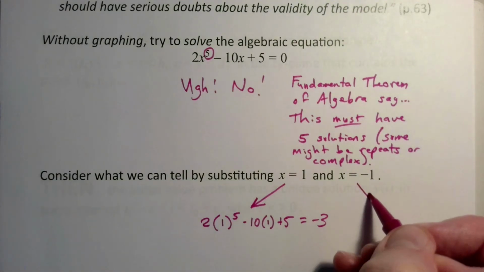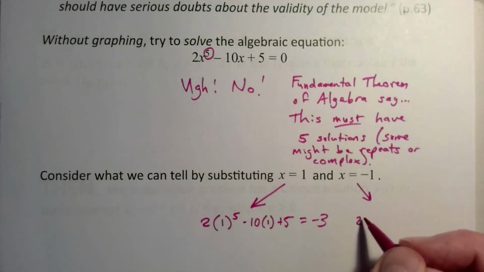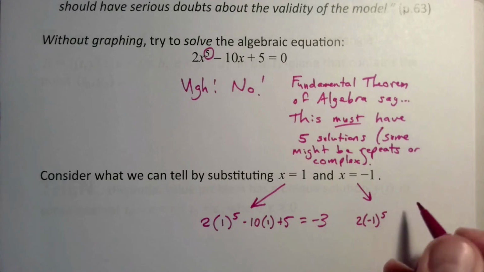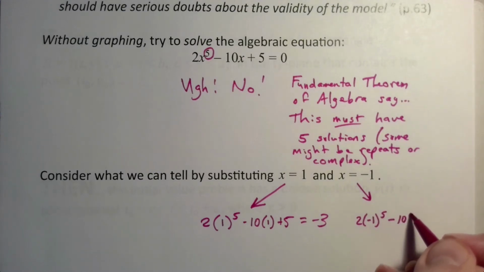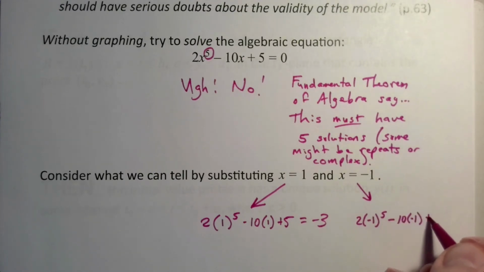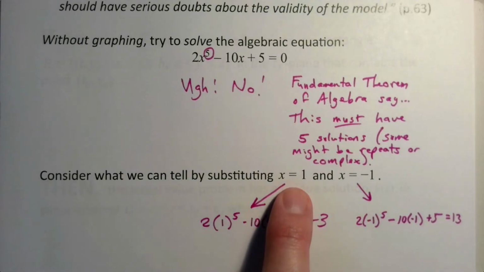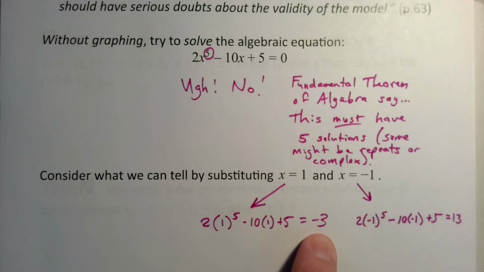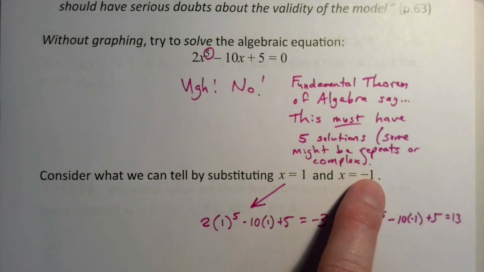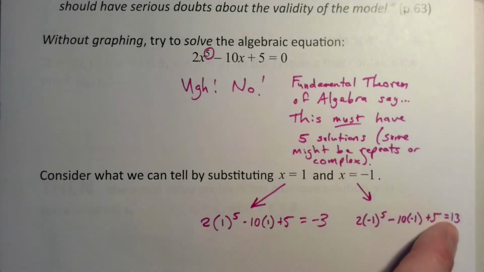And if you sub in a negative 1, 2 times negative 1 to the 5th minus 10 times negative 1 plus 5, this gives us positive 13. Now you might think, okay, big deal, we just plugged in 2 numbers. But notice, if I plug in an x value of 1, I get a negative number. And if I plug in an x value of negative 1, I get a positive number.